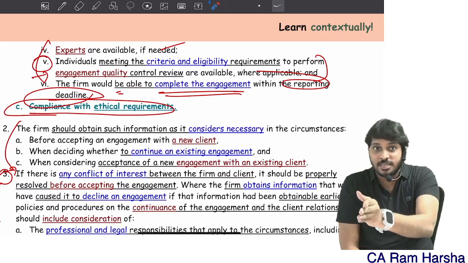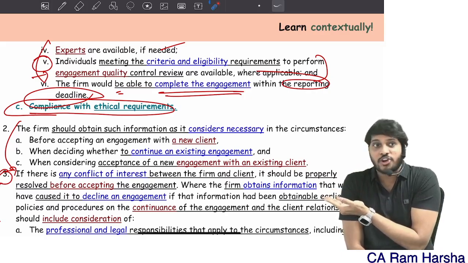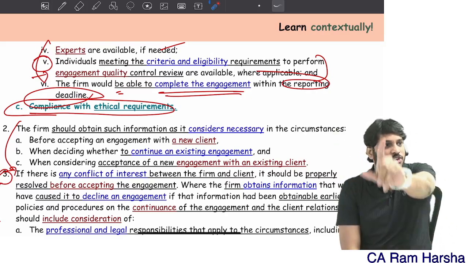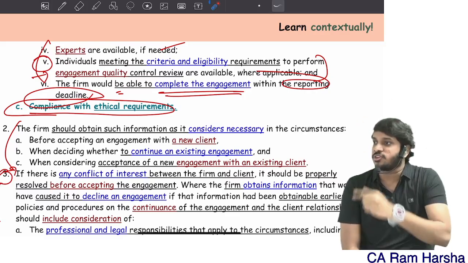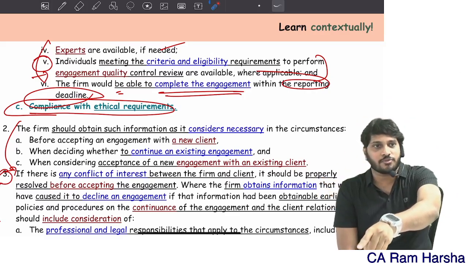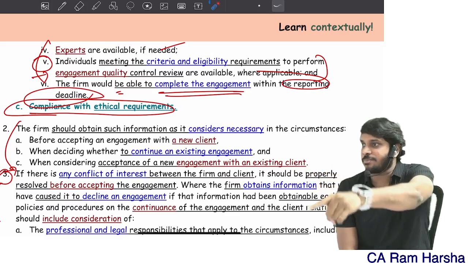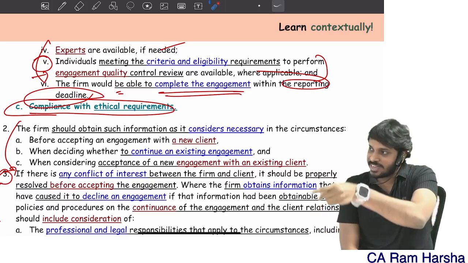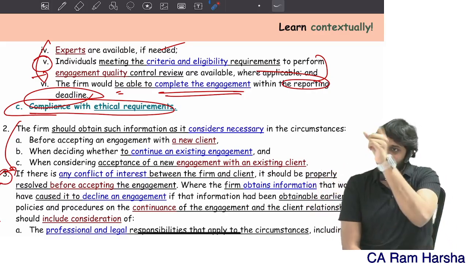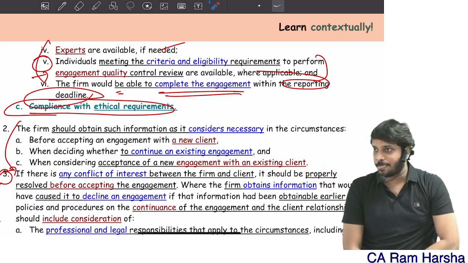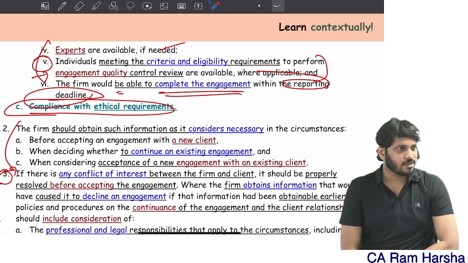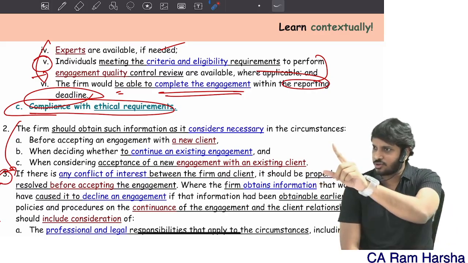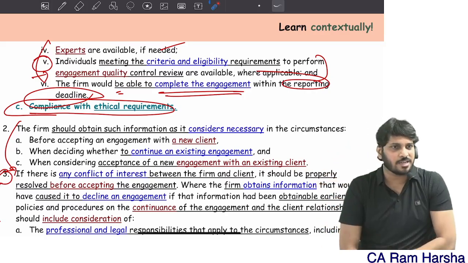Suppose a listed company is ready to give the audit, but I don't have quality control reviewers and I'm not able to find one, I should not accept, because I cannot sign an audit report without quality control review. If you sign an audit report without quality control review, that's a violation of the quality control standard. NFRA will also punish you. In Coffee Day, this point was also highlighted. Quality control was there, but they didn't perform effectively. So the reviewer is also fined, some 50 lakhs or 25 lakhs. On the firm, 10 crore. On the partner, 1 crore.